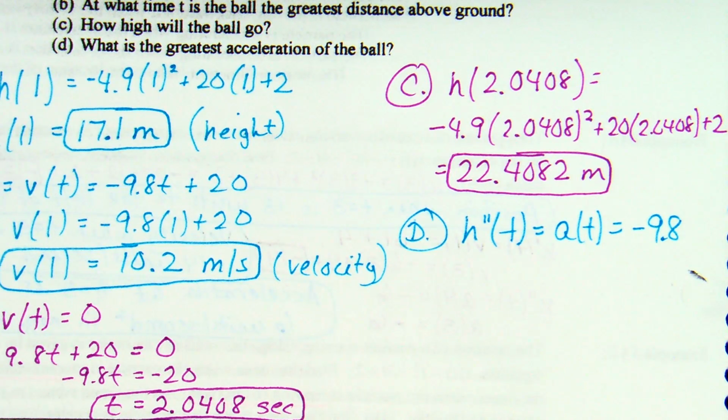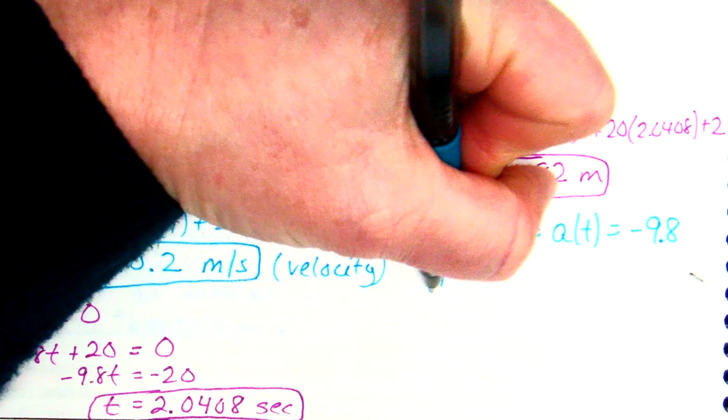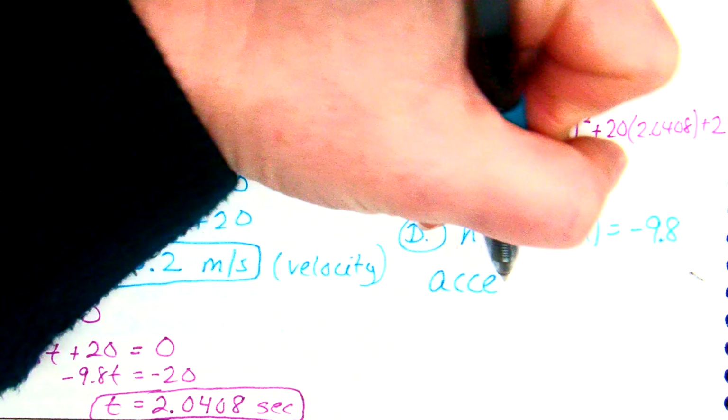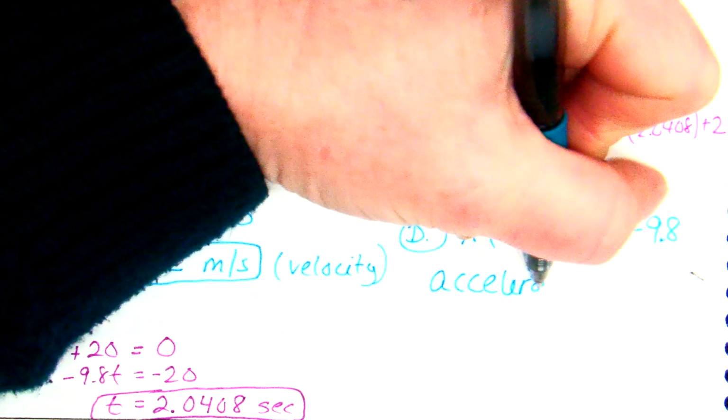So what's keeping that ball from flying away into outer space? Gravity. So even though that ball is going up at some point and then coming back down, the whole time, what's gravity doing to that ball? It's pulling it back down towards Earth. And so that's why it's a negative acceleration. So, what is the greatest acceleration of the ball? I'm just going to say acceleration is constant at negative 9.8 meters per second squared.